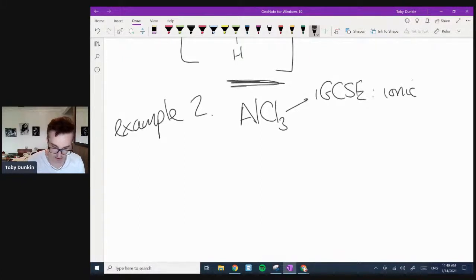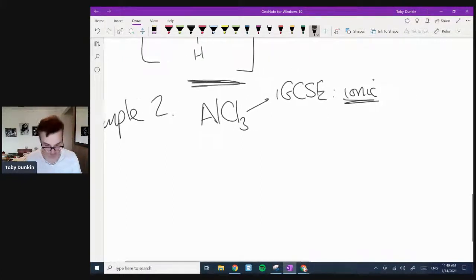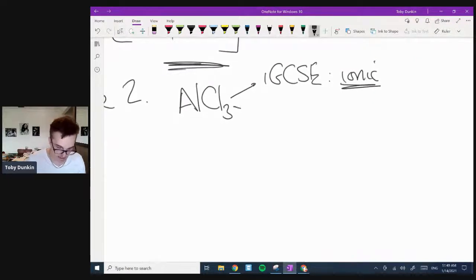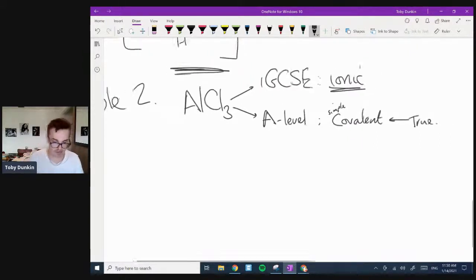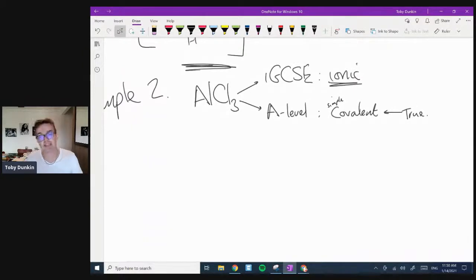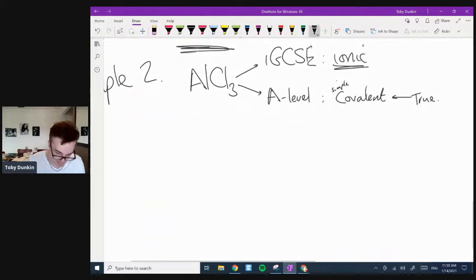you'd call that ionic, metal, non-metal. But we now realize at A level, it's not. It's actually covalent. By the way, if you really want me to write the word simple, I will. This is true. And they're probably going to ask you why, and you're going to say the fact that there's a big difference in electronegativity. Second point, so if they ask you to explain this, explain.